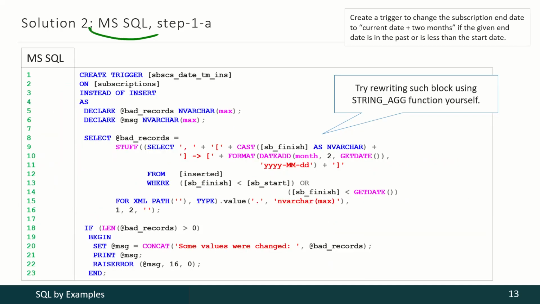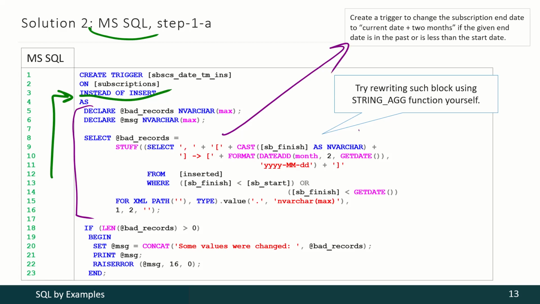In Microsoft SQL Server the first trigger is instead of insert one. As usual, we create a list of records that violate that rule. Of course, this block of code may be rewritten using string agg function, but please do it yourself. Then we have to check if this list of bad records is empty or not. If it's not, we have to produce this information message, we have to print it, and we have to raise an error situation, but we shall not roll back the transaction.